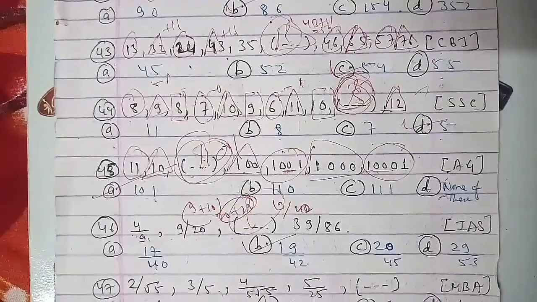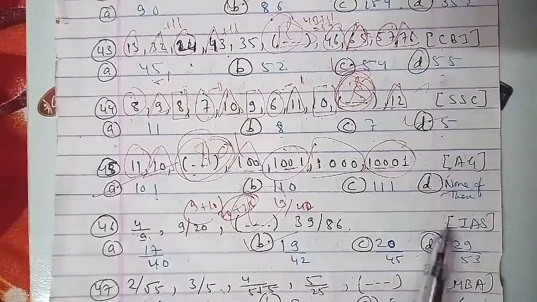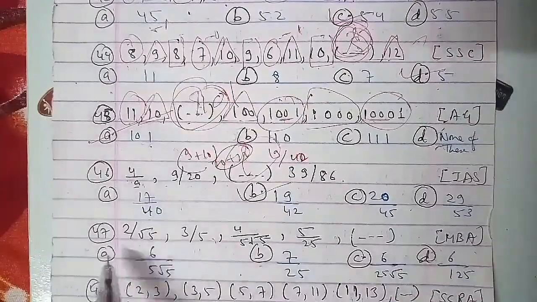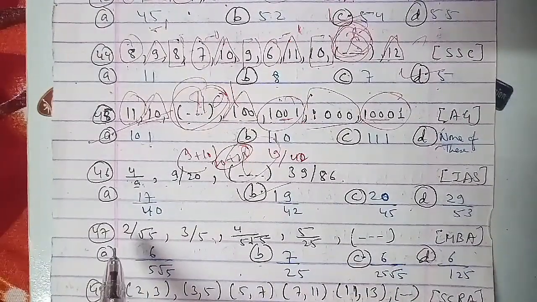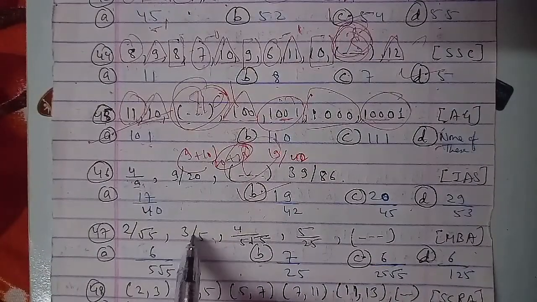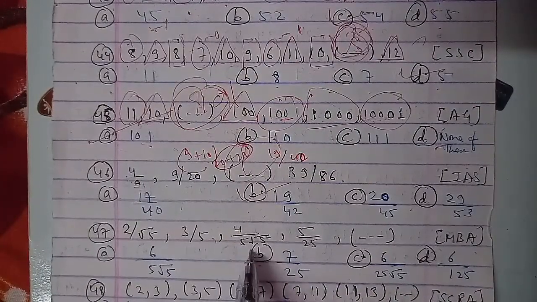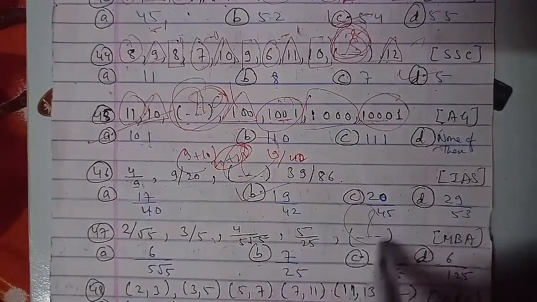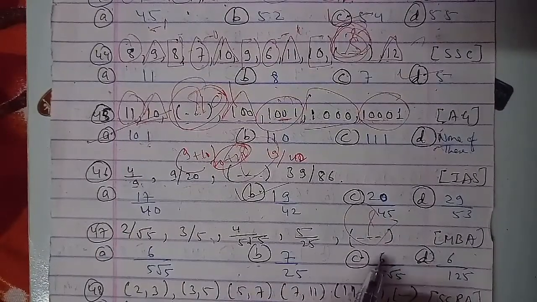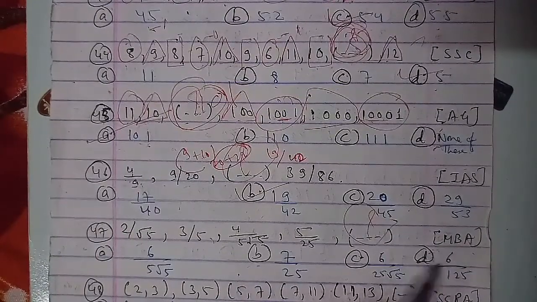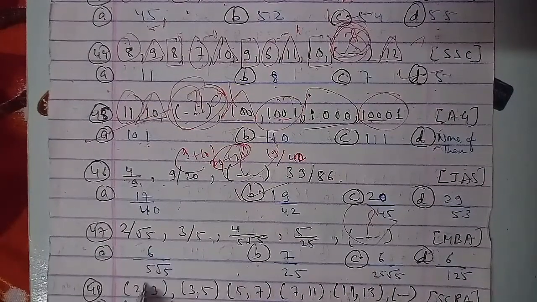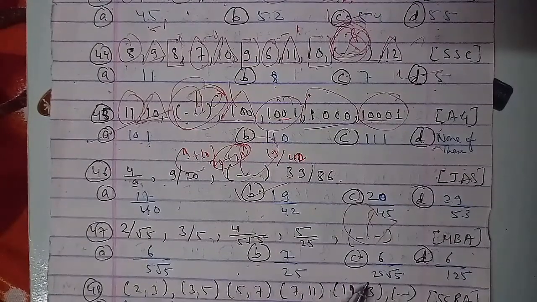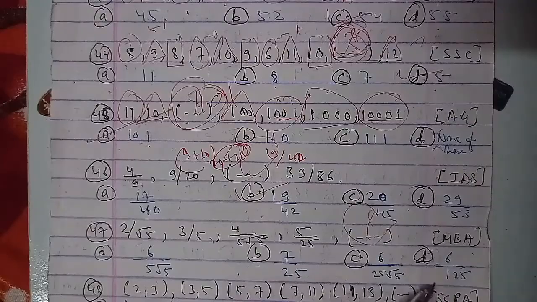Next, moving on to the next question. This was asked in the IAS question paper. The next question is number 47: 2 by root 5, 3 by 5, 4 by 5 root 5, and 5 by 25, and we have to find the next number in the series. This was asked in the MBA question paper. The options are 6 upon 5 root 5, 7 upon 25, 6 upon 25 root 5, and 6 upon 125.